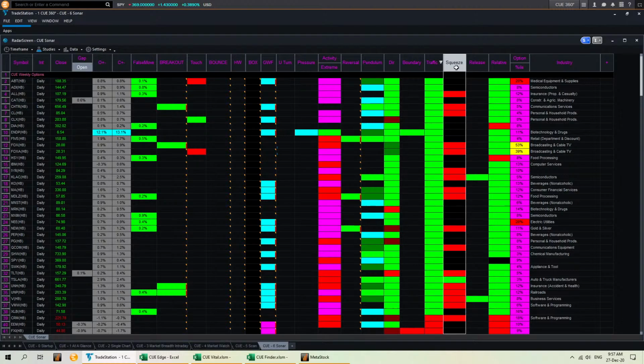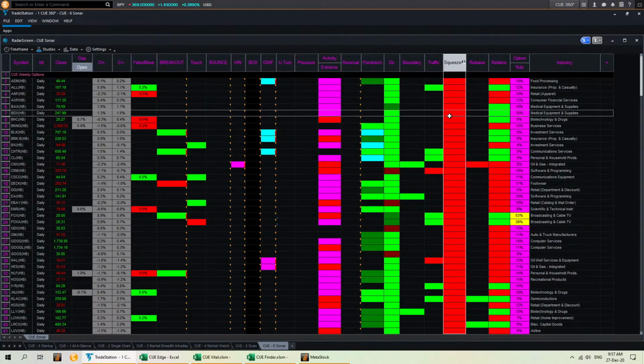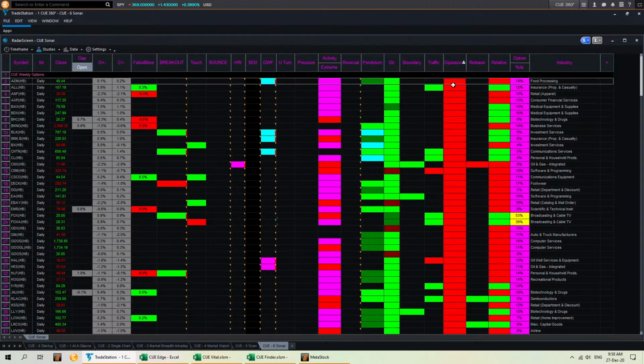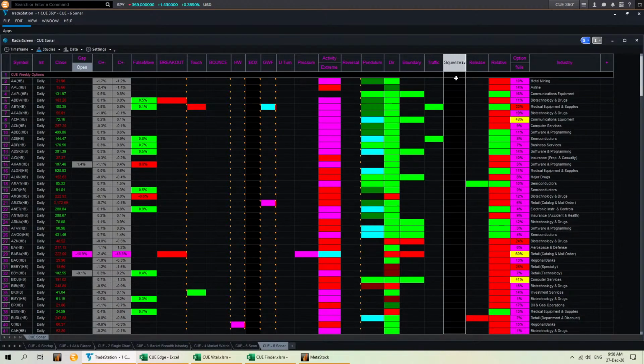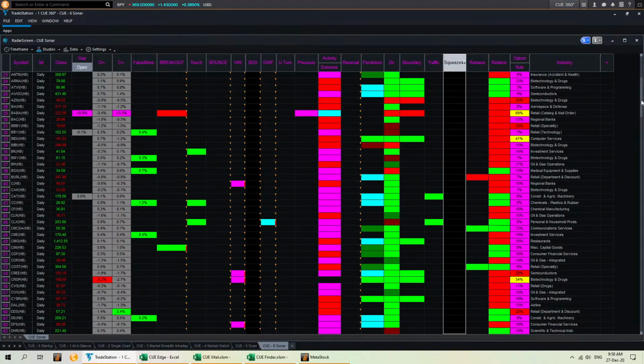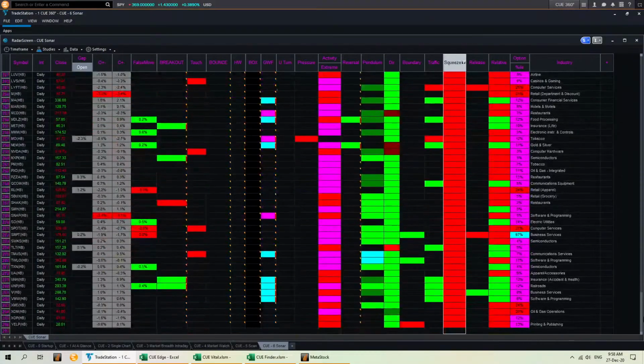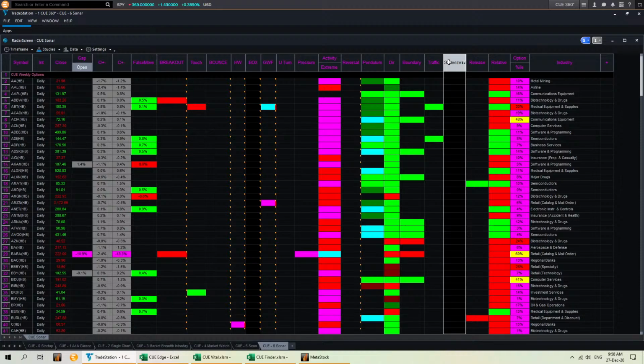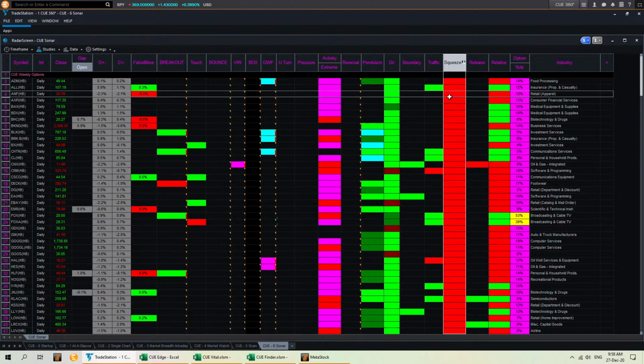Next signal column, squeeze. It is showing the stock is inside a squeeze or coming out of a squeeze. Red means the squeeze is continuing to contract, so it is in a squeeze. And if I see any green cell, and I am not seeing one here, that would signify squeeze release. We don't have any squeeze release in this list of stocks on the last trading day. So the squeeze column shows squeeze and squeeze release both.